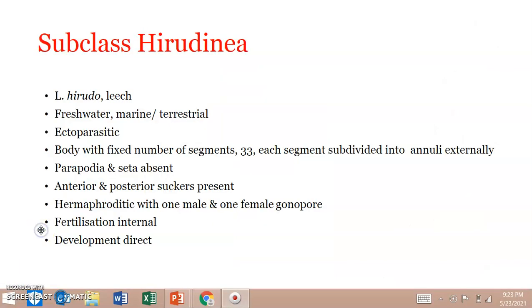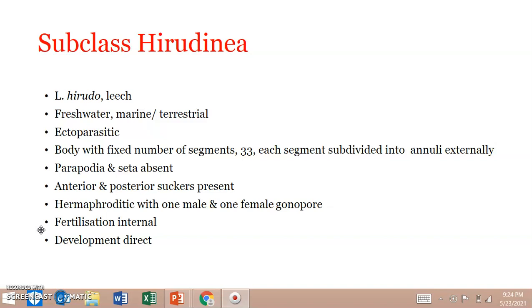Okay. The next subclass under Clitellata is the subclass Hirudinea. The term has come from the Latin word hirudo, which refers to leeches. We can find they are freshwater forms. Even a few are marine, feeding upon fishes and other animals. Mostly ectoparasitic, that is, they are parasitic externally. And the body is elongated, usually flattened dorsoventrally or subcylindrical.